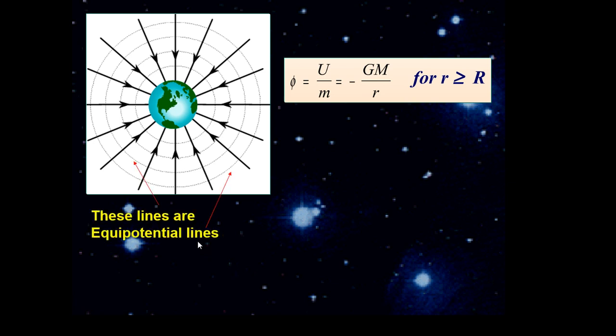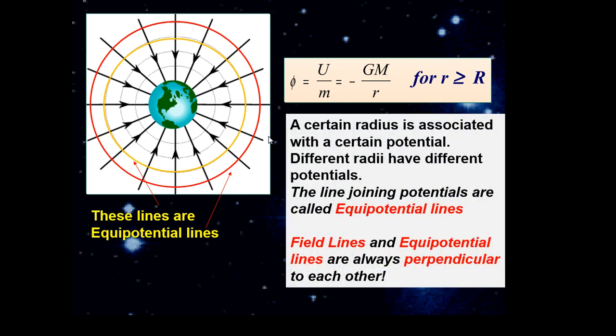Equipotential lines are lines where everywhere on that line has the same potential. So everywhere on this red line has the same potential. Everywhere on the orange line has the same potential. These are called the equipotential lines. And you need to learn that equipotential lines are always perpendicular to field lines.